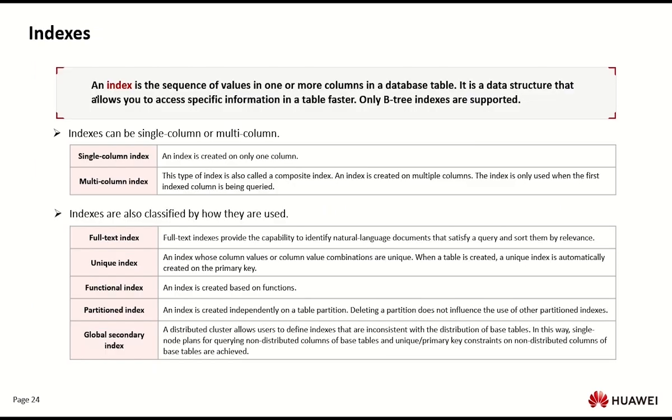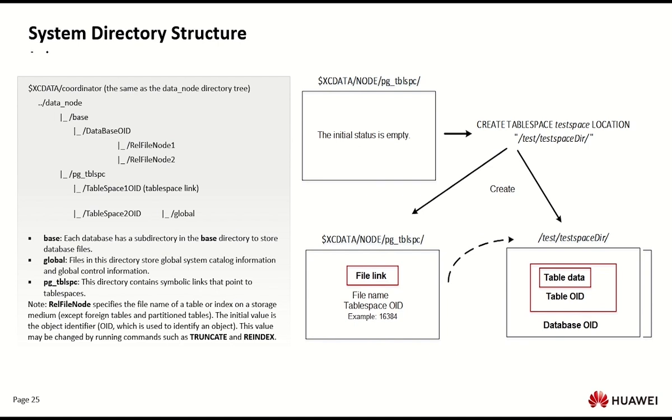Index. I think index is a very common concept. So in GaussDB, we have both single column index and multi-column index. And then we have unique index, functional index, partition index, and full text index. Also, inside partition tables, if we require, we still can create a global secondary index. These architectures tell us how the data file or the table space is stored inside the database.